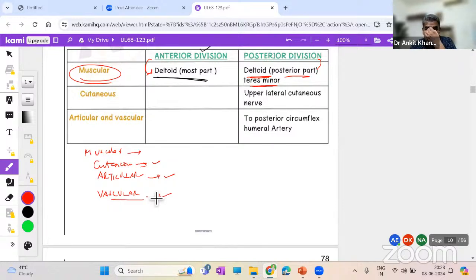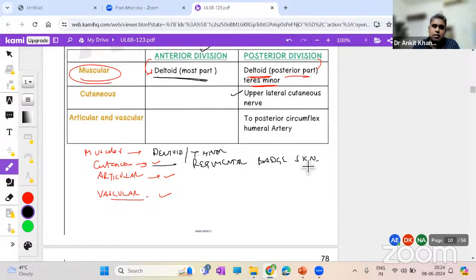Branches of a nerve: in the case of the axillary nerve, you can simply write the muscle part as deltoid and teres minor. And the cutaneous part is on the lateral side of the shoulder, so that is the upper lateral cutaneous nerve. And its applied part is known as the regimental badge sign. That is known as the regimental badge sign.